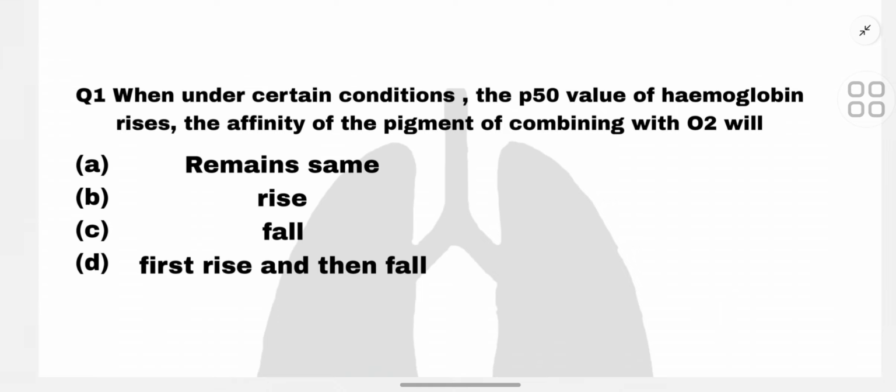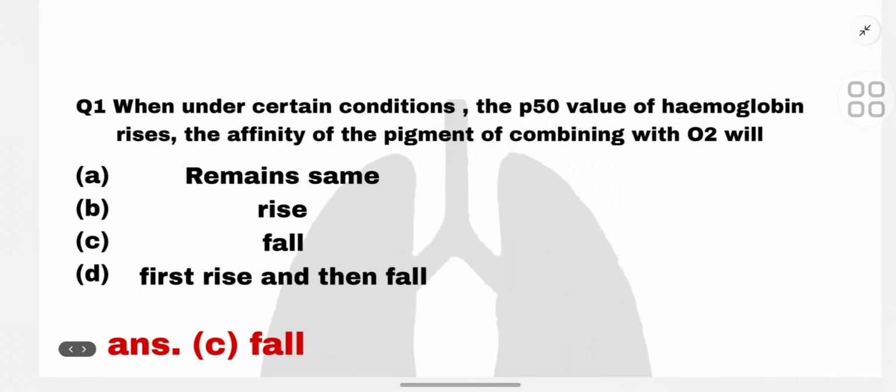So the first question is, when under certain conditions the P50 value of hemoglobin rises, the affinity of the pigment for combining with oxygen will A. remain same, B. rise, C. fall, D. first rise and then fall. So the correct answer is C. fall.